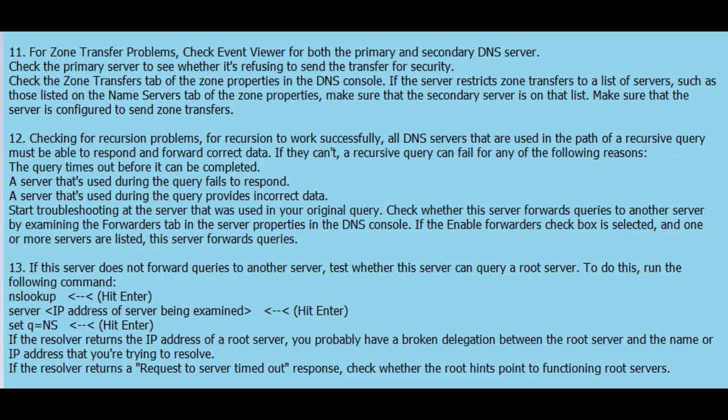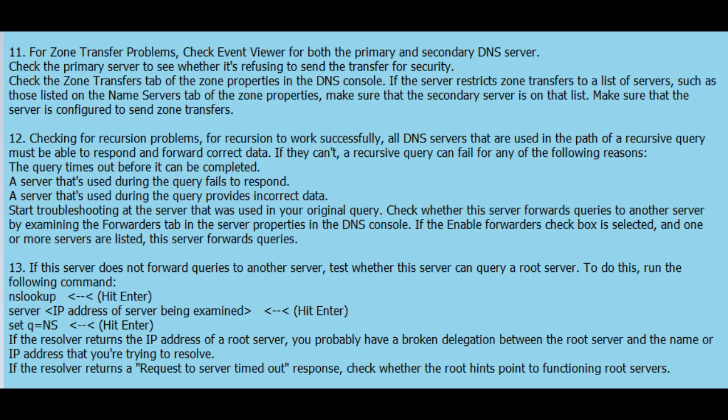Start troubleshooting at the server that was used in your original query. Check whether this server forwards queries to another server by examining the Forwarders tab in the Server Properties in the DNS console. If the Enable Forwarders checkbox is selected, and one or more servers are listed, this server forwards queries. 13. If this server does not forward queries to another server, test whether this server can query a root server.